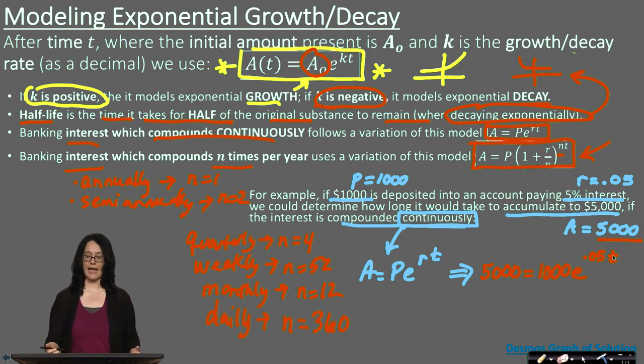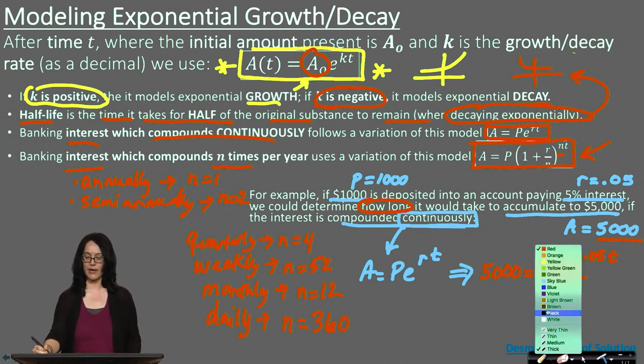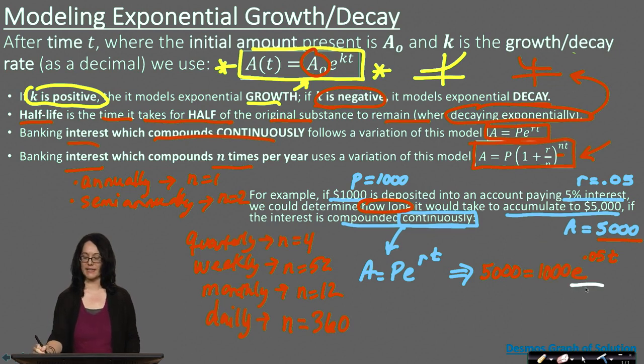So if I want to determine how long, which is T, it would take for this to happen, I need to solve for T. But where is T? It's in the exponent, which is why in our last video we learned how to solve exponential equations. What was our first step in solving an exponential equation? That's right, isolate the exponential part.